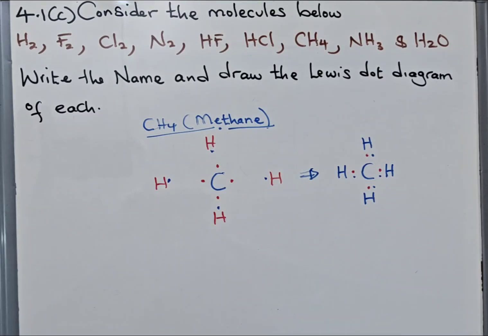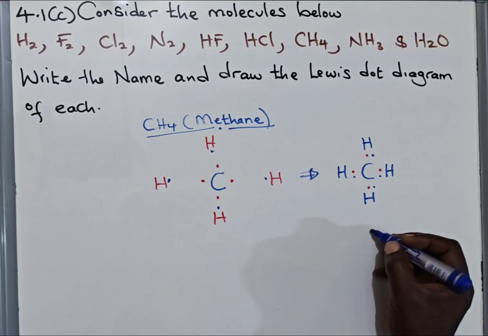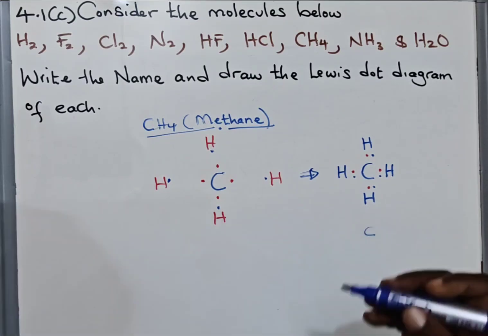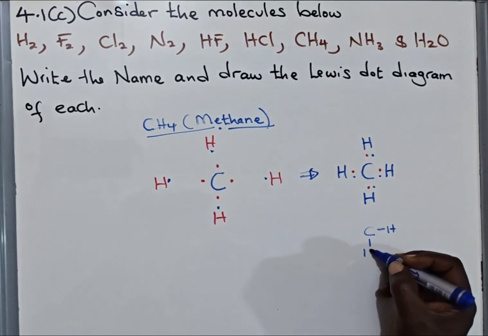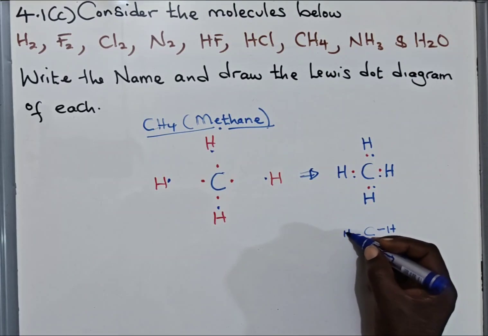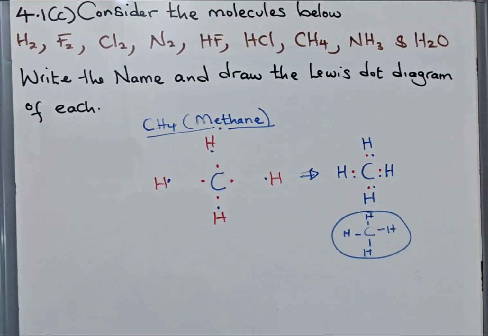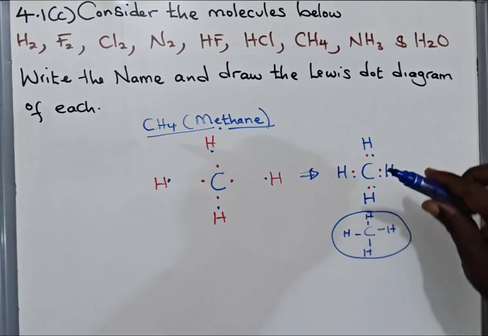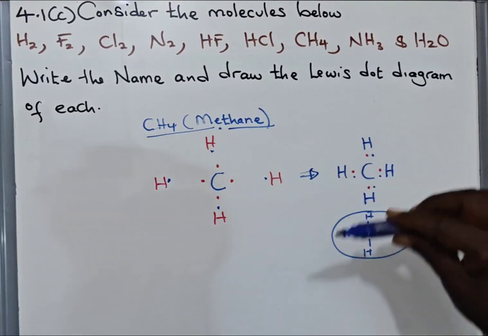If you want to write its structure formula, it's going to be carbon bonded to hydrogen here, and hydrogen here, and hydrogen here, and hydrogen here. This is it. But what we have here is the Lewis dot diagram for methane.